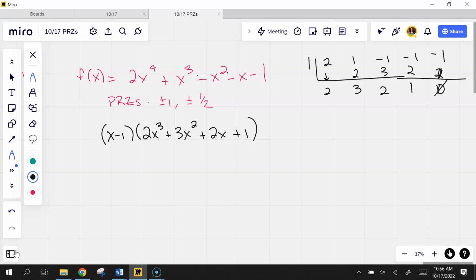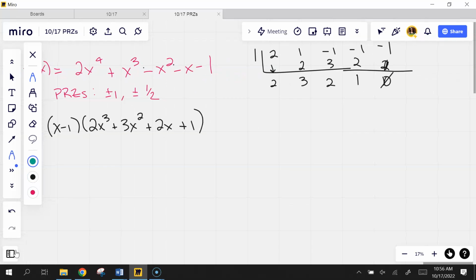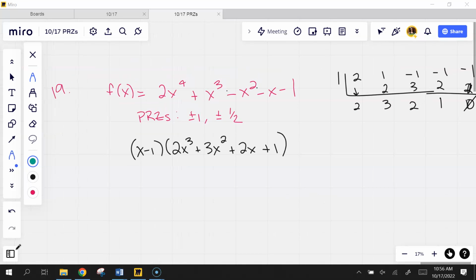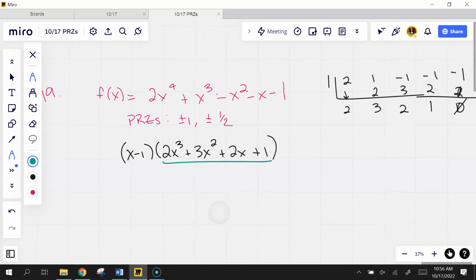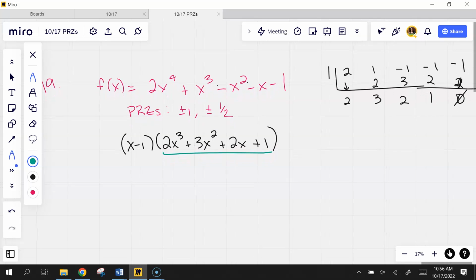Do we have to PRZ again? My focus right now is getting this one factored. Yes, for just the one, for just the one underlined in green, I'm gonna PRZ it again.